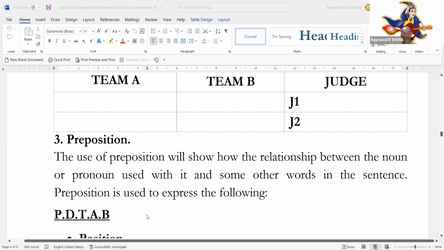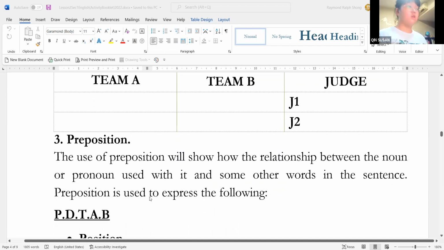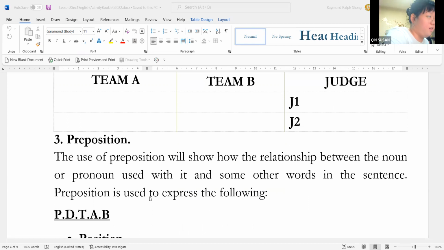What do you mean by PD tab? How do we use PD tab? It means position, direction, time, and... wow, out of 5, you got 3 correct. Well done! In fact, some of my Set2 and Set4 students, after 2 weeks plus, still cannot. P stands for place. D stands for directions. Then T stands for time. And A?